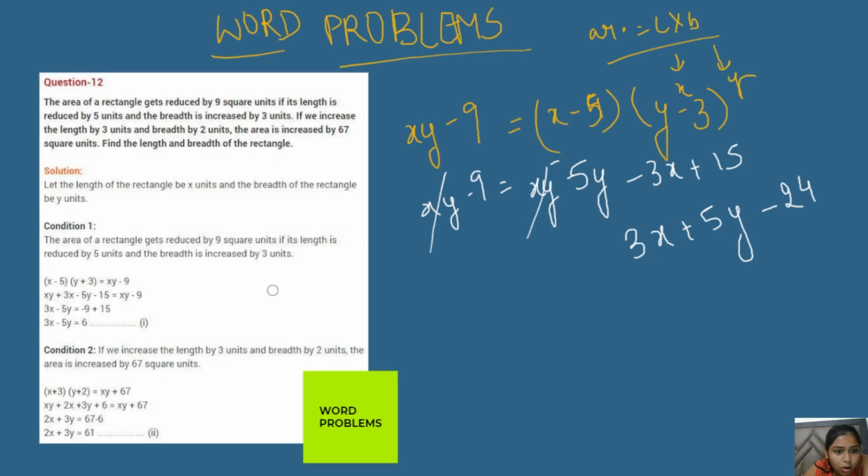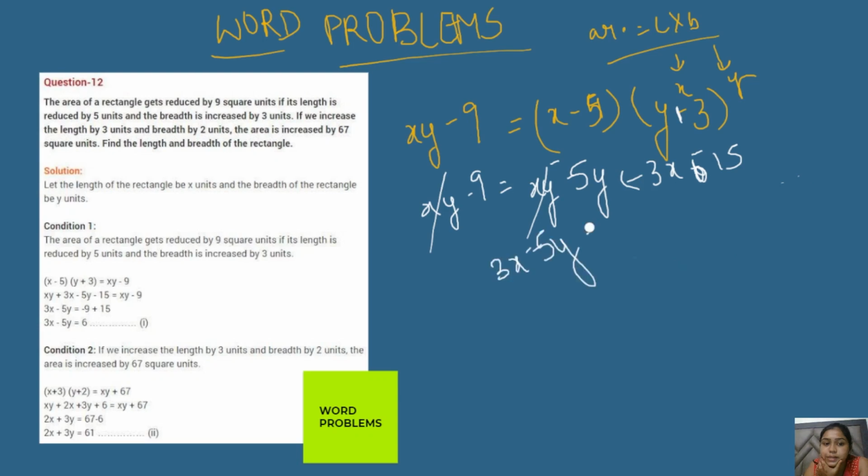Okay, so I'm sorry, here I've made a certain mistake. The breadth is increased by 3, so it is plus 3. So it means that it will be xy minus 5y plus 3x minus 15. I will just erase this, and I'll tell you how to do this. Just arrange these equations. 3x minus 5y will be equals to plus 6. This is what we get as the equation, that 3x minus 5y equals to plus 6.